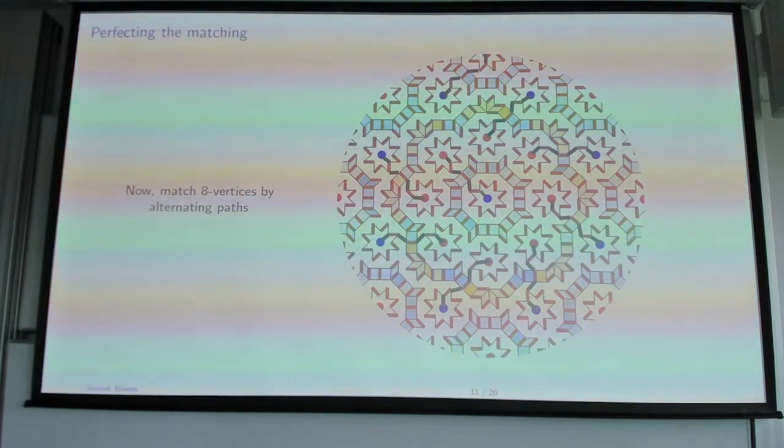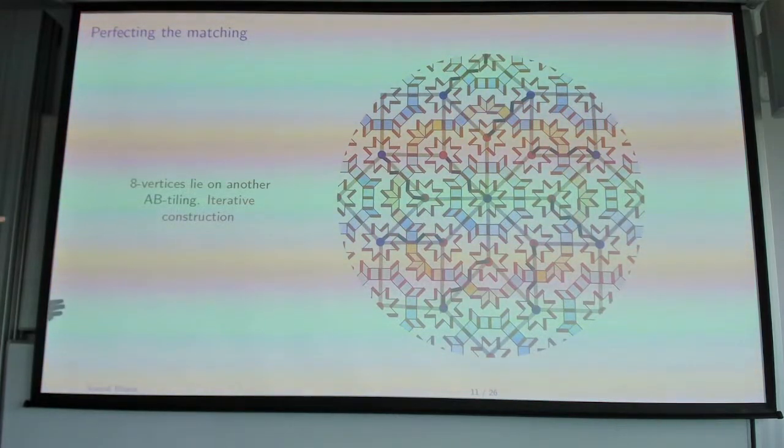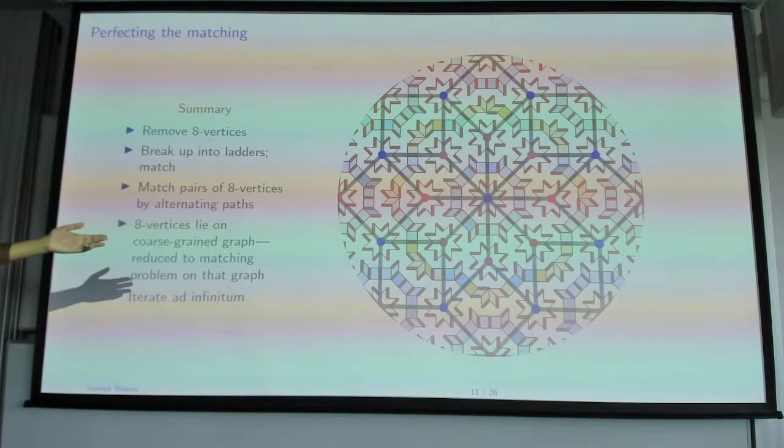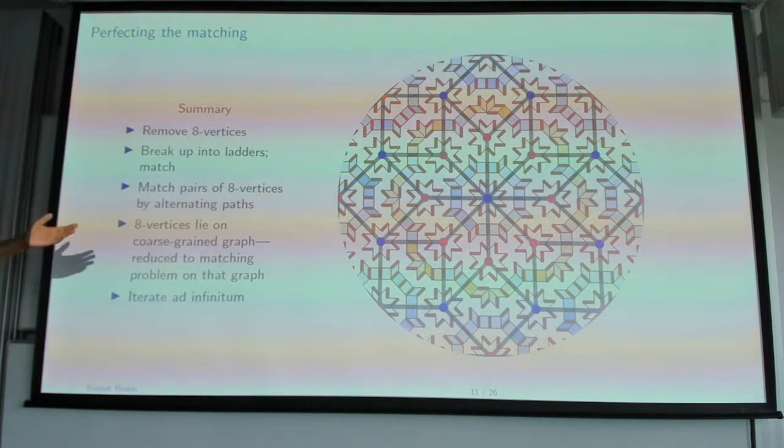But remember that the 8 vertices themselves make this lattice of the coarse grain graph. So matching the 8 vertices by finding these alternating paths is exactly the same as actually matching up the Hammond-Benker lattice at a coarse grain scale. So the construction of the perfect matching can be iterated. I've reduced the construction of perfect matching on the microscopic graph to the construction of a perfect matching on a coarse grain graph like this. And I can keep doing it. I can do it iteratively ad infinitum, and I can match infinite lattices.